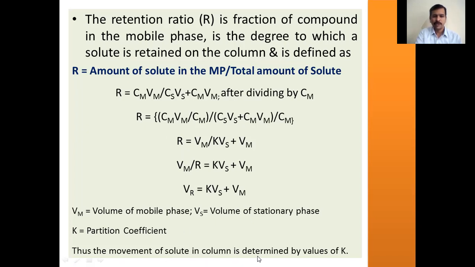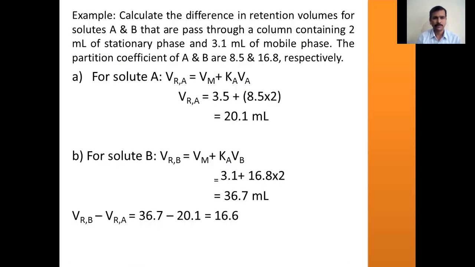Thus, the movement of solute in the column is determined by the value of K. Partition ratio is very important to express what fraction of the solute has been retained by the mobile phase and what fraction of the solute is left over in the stationary phase. So partition ratio is very important. Let me demonstrate this by means of a numerical problem here.